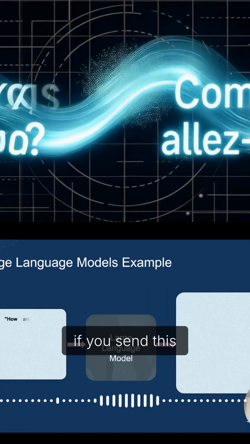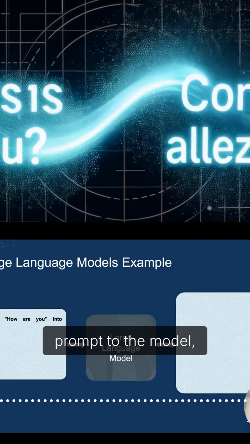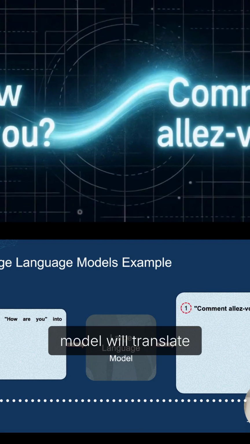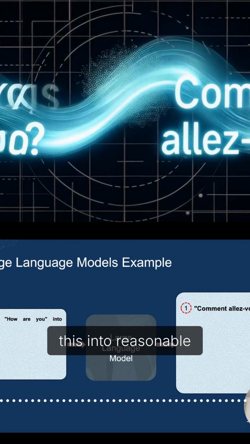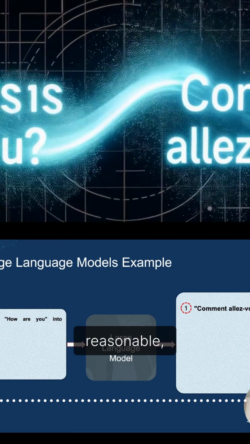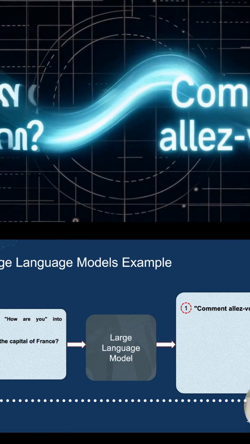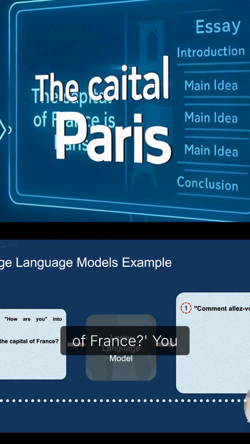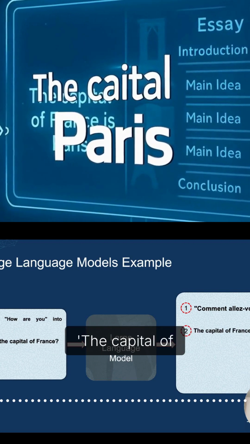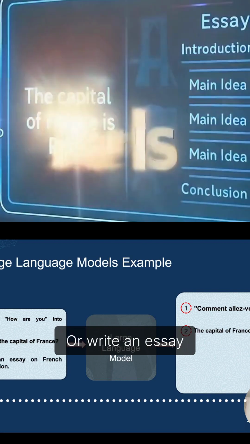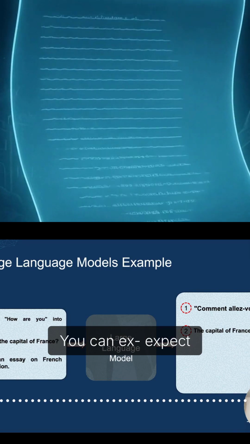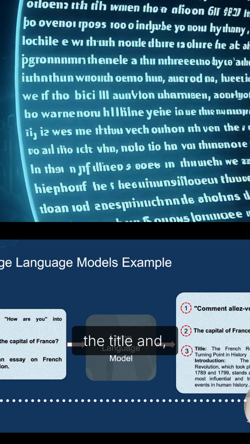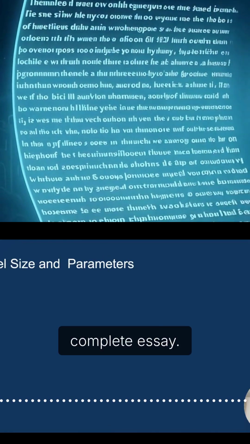For example, if you send this prompt to the model, translate "how are you" into French, the large language model will translate this into reasonable French. For example, another prompt: if you send the model, what is the capital of France? You will expect the response from the model, the capital of France is Paris. Or write an essay on the French Revolution. You can expect an essay on the French Revolution from the model, with the title and a complete essay.